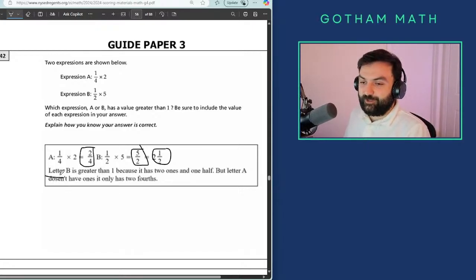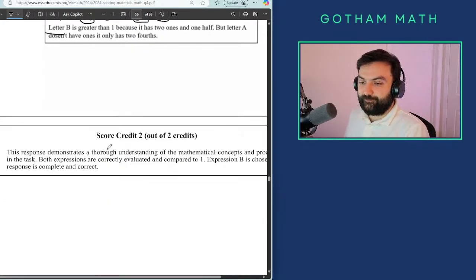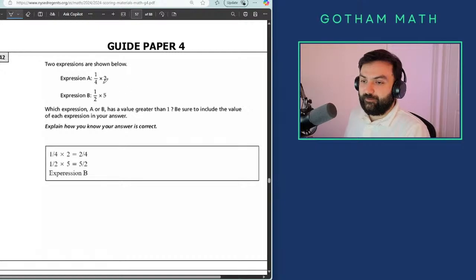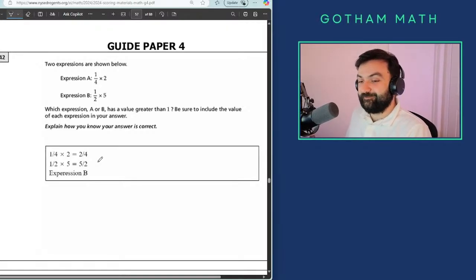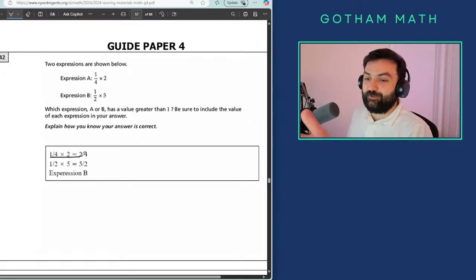You're not going to get points off because of that. Letter A. Yeah. 2 over 4, 5 over 2, expression B. Very, very short. But correct. It looks like it's cheating for a second. But that's the correct answer. Like, you could have just looked.